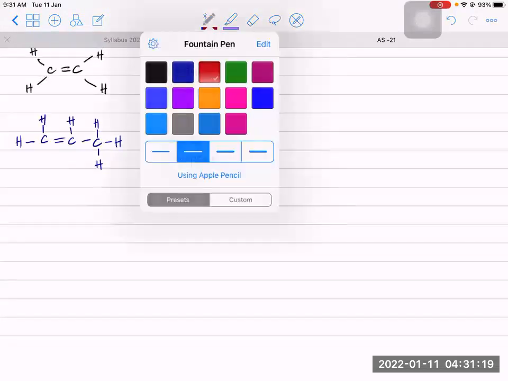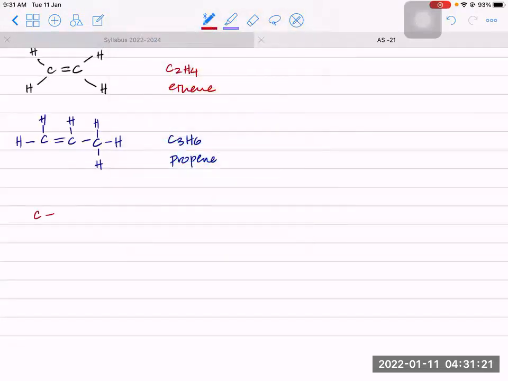Let's see a four carbon alkene. A four carbon alkene. Let's see this. This already has two bonds. This will be the third and the fourth. This has three bonds. This will be the fourth. This has two bonds, third and the fourth. One bond, two, three, and four. So this is C4H8, and this is butene.